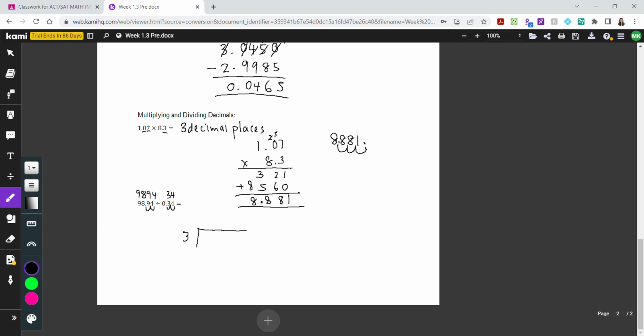Alright, so we'll do 9894 divided by 34, and then let's see, 98, closest multiple of 34 to 98 is 34 times 2, which is 68.